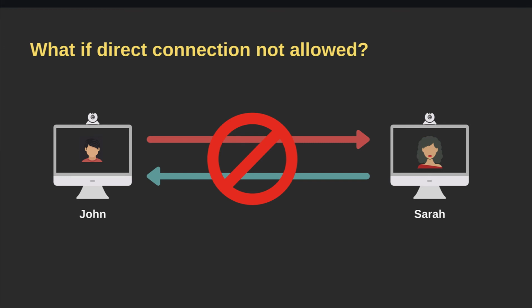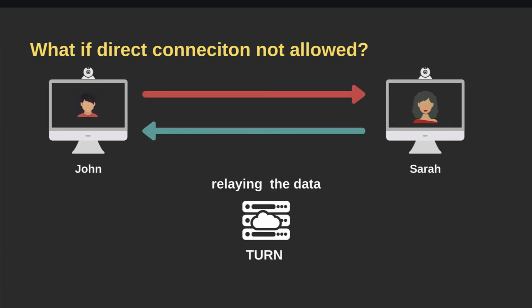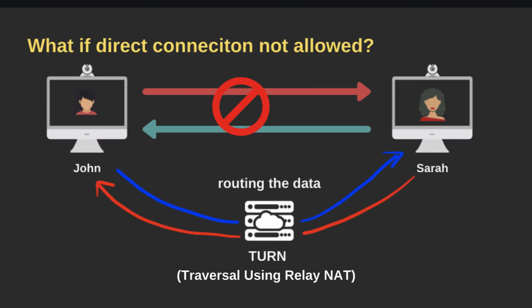But there are some NAT networks where the direct communication is not allowed even using STUN. This is why we need another type of server called TURN server. TURN will be used to relay data between two peers, even if they are behind a NAT network. Media will flow from John to the TURN server and from the TURN server to Sarah. In the other direction, from Sarah to TURN and from TURN to John.